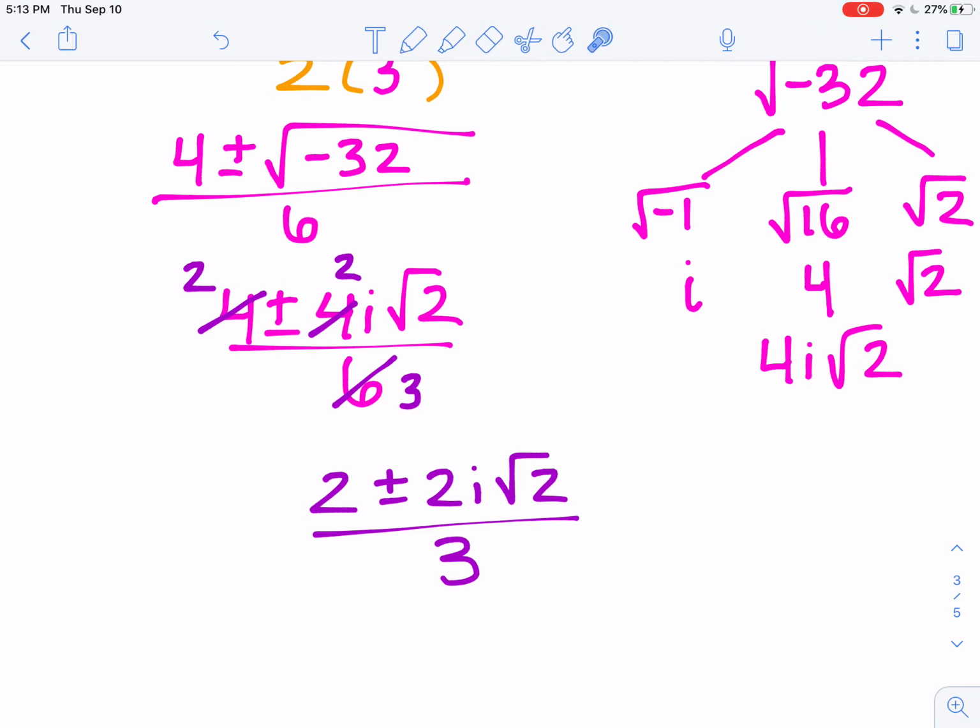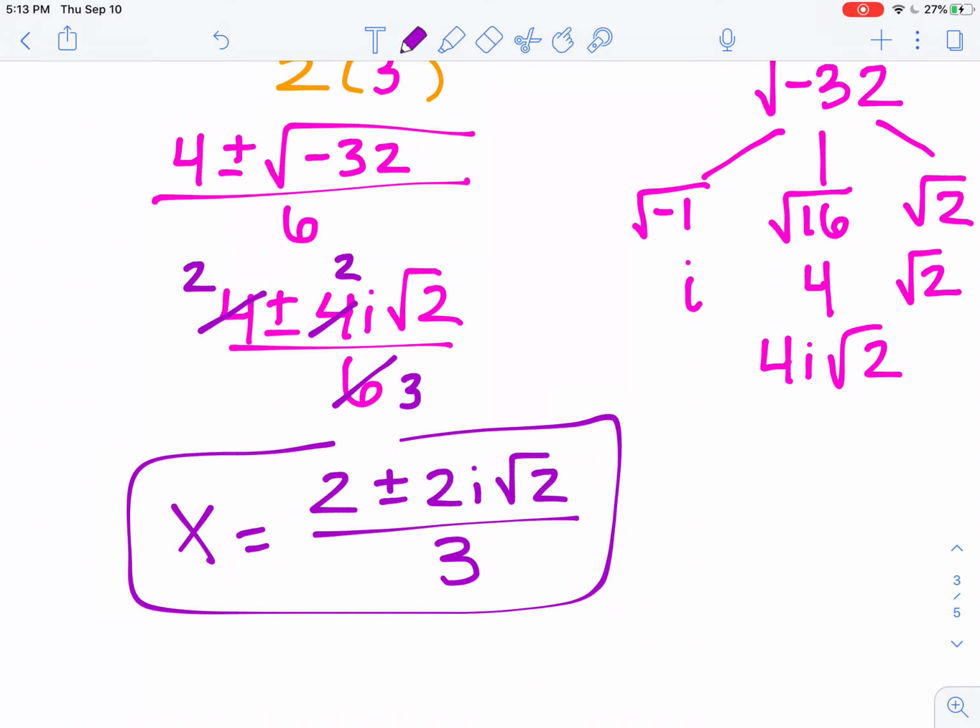Notice I did not touch the 2 that's under the radical. That is off limits. You can't touch this. You can only simplify these 3 numbers. Now I'm going to make sure to write x equals this time, and there's our final answer.